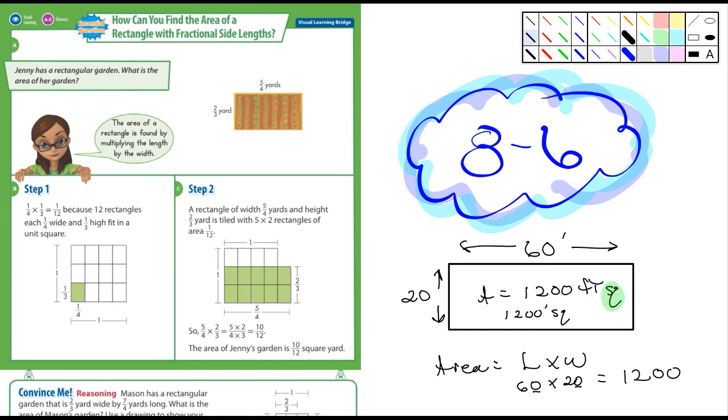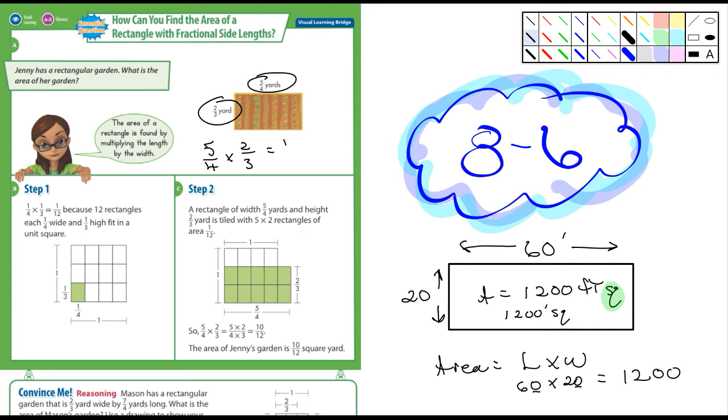So let's see here, the example they give us. It says Jenny has a rectangular garden. What's the area of her garden? Well, what did I just say? Area equals length times width. So this is going to be 5/4 times 2/3, equals, and then we could just multiply straight across.